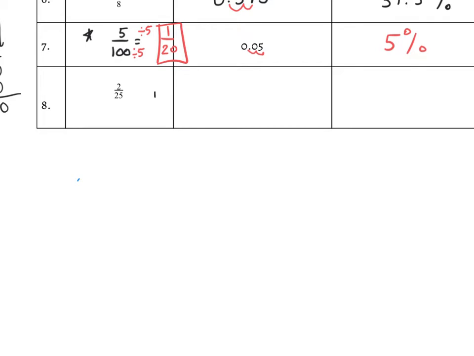My next one, 2/25ths. I'm going to get that to a denominator of 100. Multiply the top and the bottom, 8/100ths. And I move that decimal 2 times. And what does your percent equal? 8%.